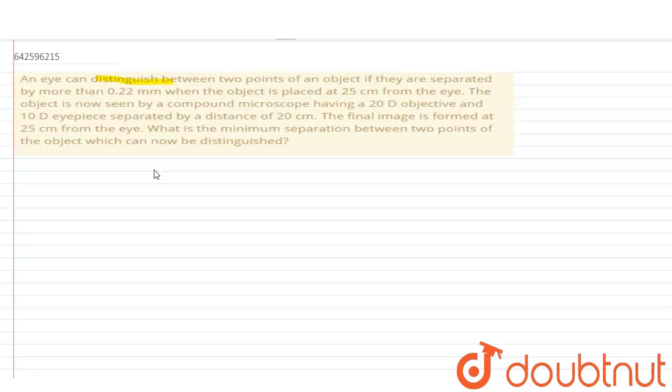Hello guys, here the question is: an eye can distinguish between 2 points of an object if they are separated by more than 0.22 mm, when the object is placed at 25 cm from the eye. The object is now seen by a compound microscope having a 20 D objective and 10 D eyepiece separated by a distance of 20 cm. The final image is formed at 25 cm from the eye. What is the minimum separation between the 2 points of the object which can now be distinguished?